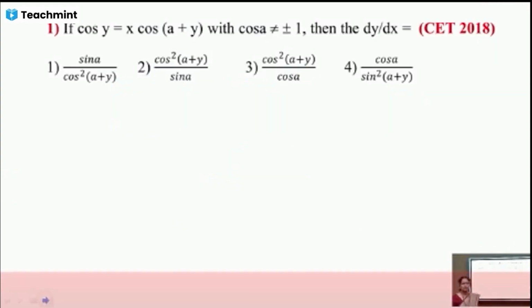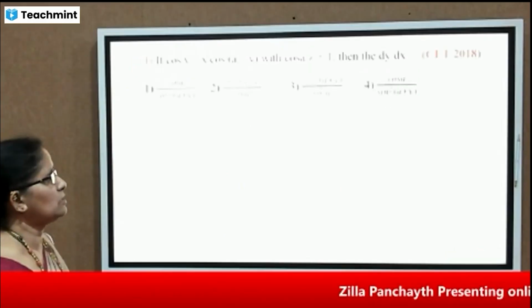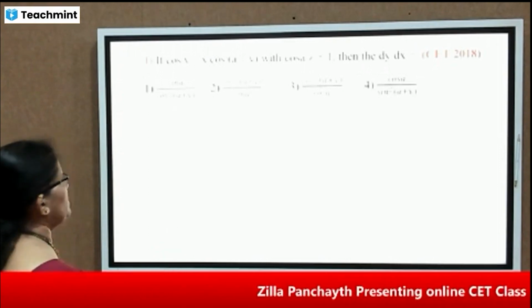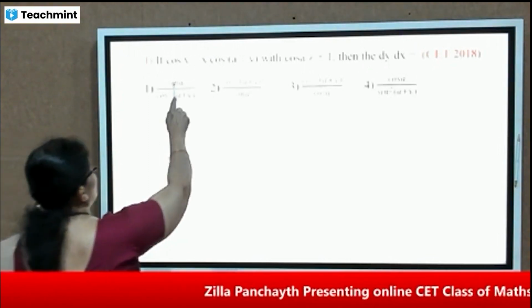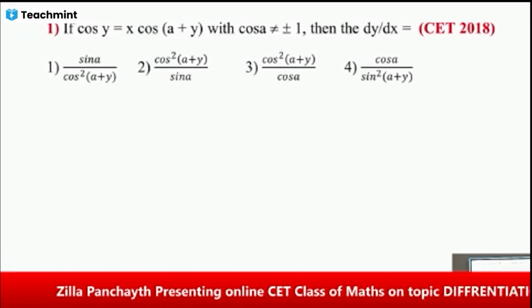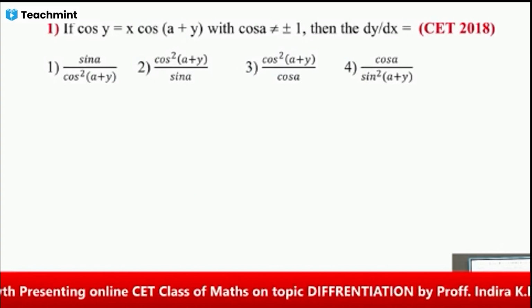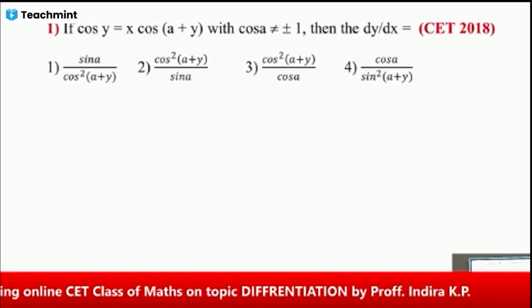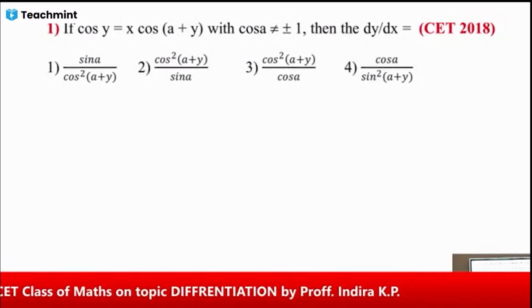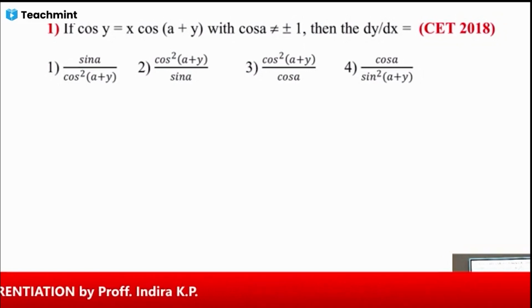first what I considered is last 5 years questions. So CET 2018 onwards I have taken the questions. So the question says if cos y is equal to y, then what is dy by dx? Now can you see here that x is coming alone and all the options involve y.